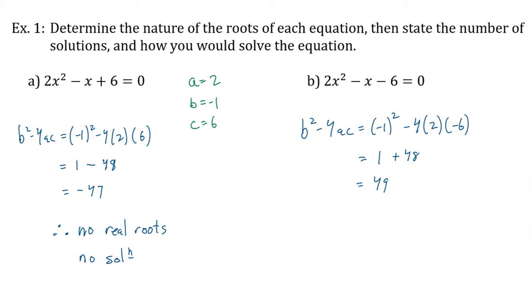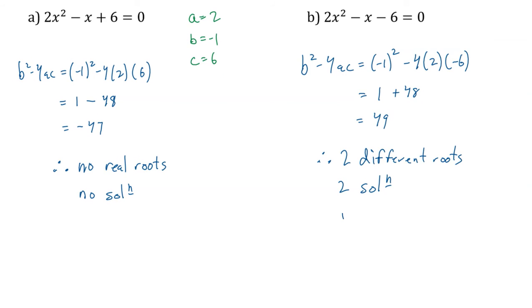All right. And what does that mean? So now we got to interpret this. Therefore, two different roots, two solutions. And how would you solve? What's the square root of 49? 7. So that means 49 is a perfect square, which means we can factor.